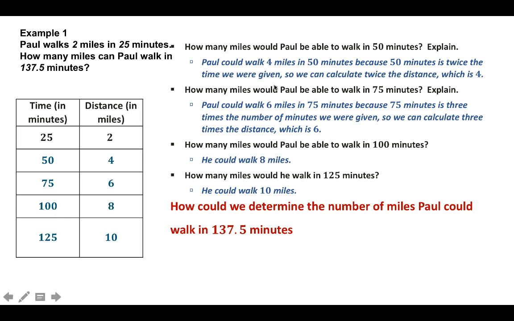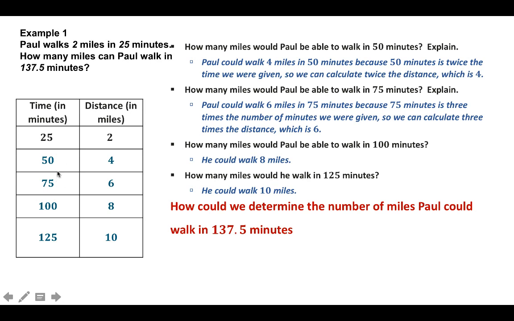So here it was. Now you could see that Paul could walk 4 miles in 50 minutes, which is twice the time that we are given. And again, 25 also becomes twice the distance. Similarly, 3 times the time here, which is 75 minutes, the distance also becomes 3 times, which is 6 miles. So this is the relationship.